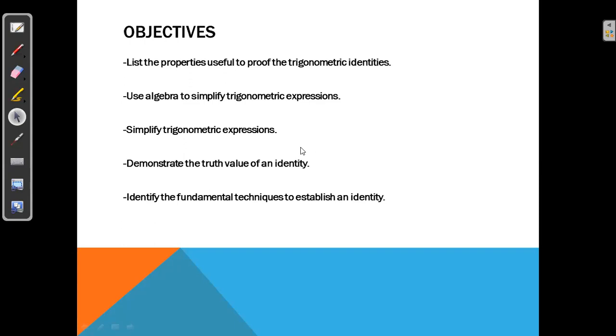The other objective we're going to have is to identify the fundamental technique to establish an identity. This is what we're going to do, establish identities. This is on page 500 something, and you can start looking at it. There's not a lot of information on this, but we have to extend a lot from it because it's one of the most important topics of 11th grade. Here you apply many techniques of mathematics you have been learning over all those years.